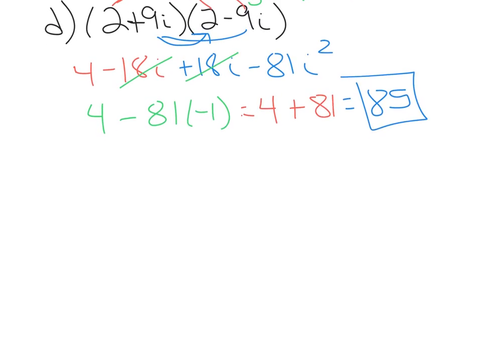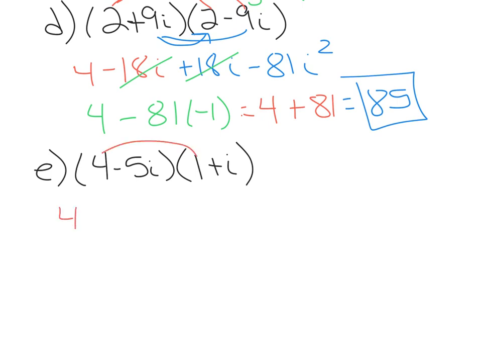All right, for letter E, we have 4 minus 5i times 1 plus i. We're going to do the same process we did above, double distribute or FOIL. 4 times 1 is 4. 4 times i is 4i. Negative 5i times 1 is negative 5i. Negative 5i times i is negative 5i squared.